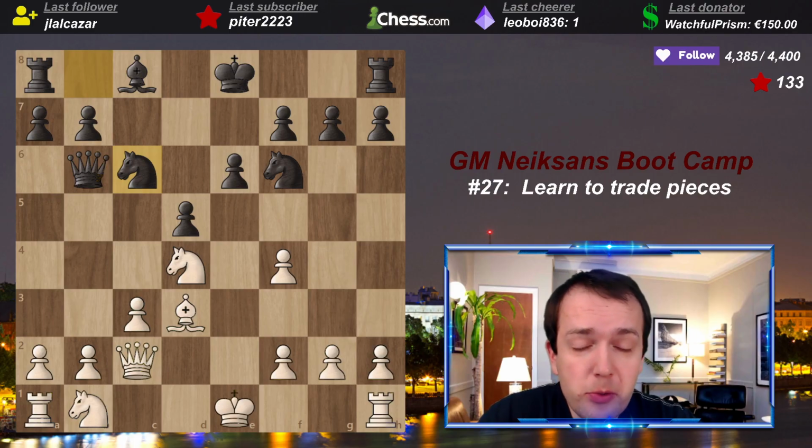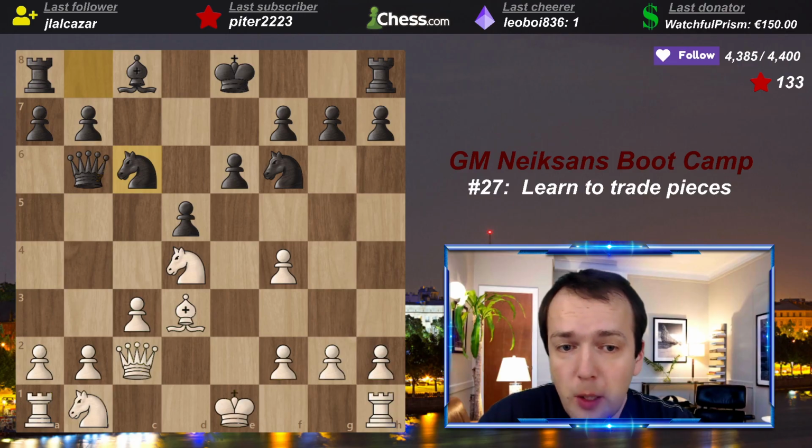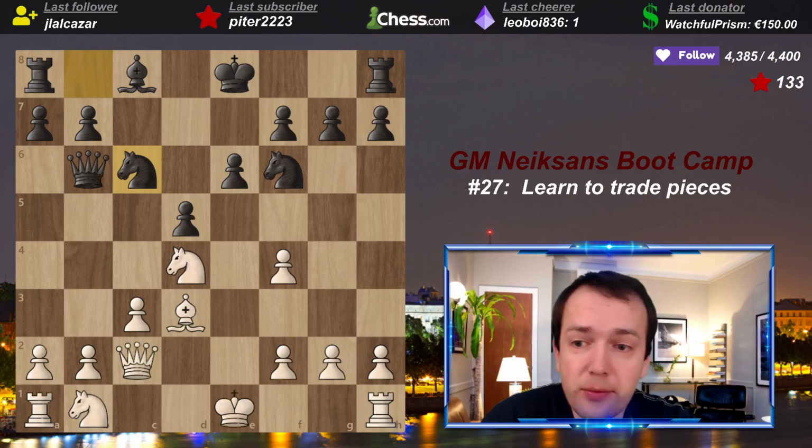There's a number of moves. We can take on c6. We can play bishop b5. We can play knight b3. We can play short castle. We can play knight f3, sack the pawn.